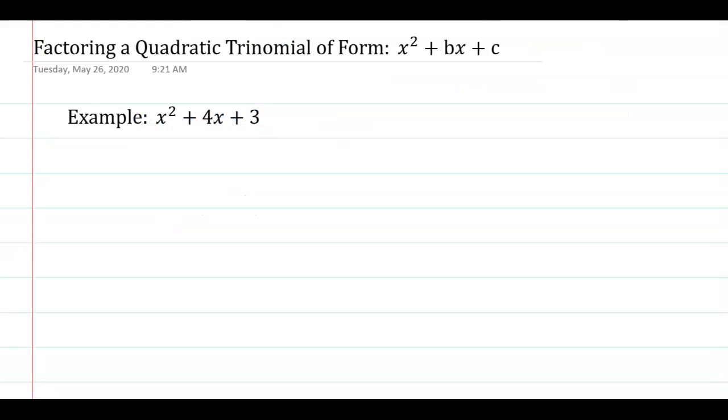So this next example is factoring a quadratic trinomial that has the form x squared plus bx plus c. And we're going to use the sum product pattern here. Well, there is no number multiplying x squared other than the hidden one. And this is a particularly nice type of trinomial to factor. And what I typically do is this.